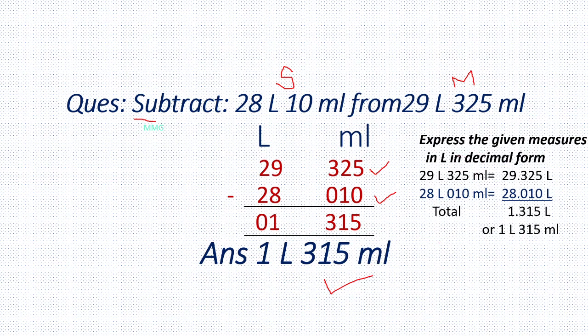You can do it in another way also. So this is the other way. Express the given measures in liter in decimal form. So I have written 29.325 liter and here I have written 28.010 liter. After subtracting 28.010 liter from 29.325 liter, we get 1.315 liter, and you can also say 1 liter 315 milliliter. So you can use this way also. Moving to the next page.